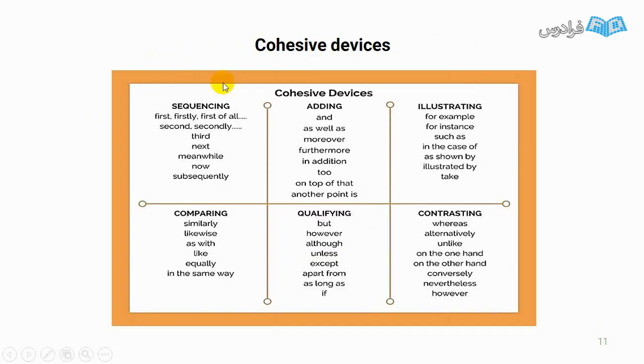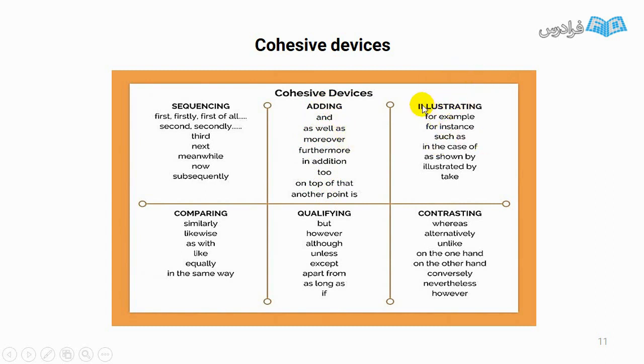Let's check some cohesive devices. Sequencing. There is a sequence. You have to use these words: first, second. They are useful exactly in process questions. Another one is adding. You have said something. You want to add something to this information. You can use these words.